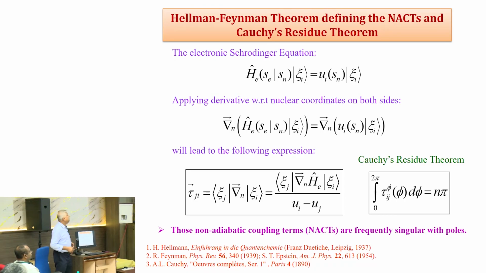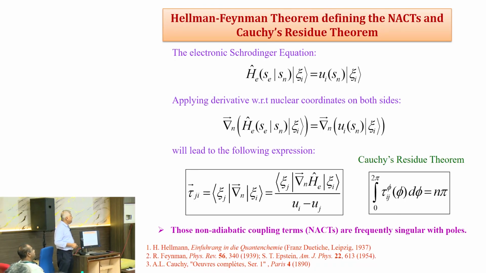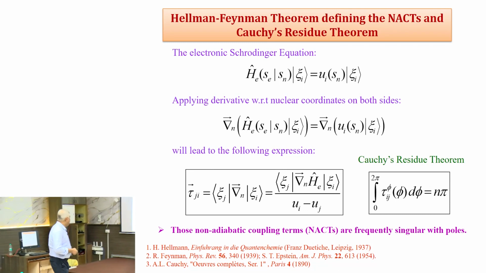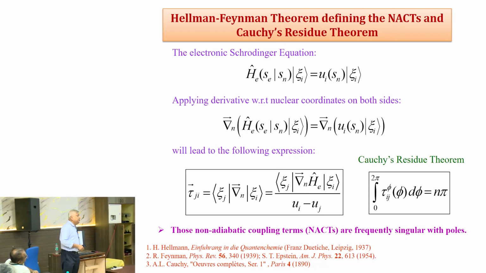And also, by the Hellmann-Feynman theorem, if you take the electronic Schrodinger equation and take a derivative with respect to the nuclear coordinate, you can manipulate and come here. For a degenerate situation, you get infinity at the point of degeneracy. But one interesting thing is that if you have a singularity, then you have deep trouble.